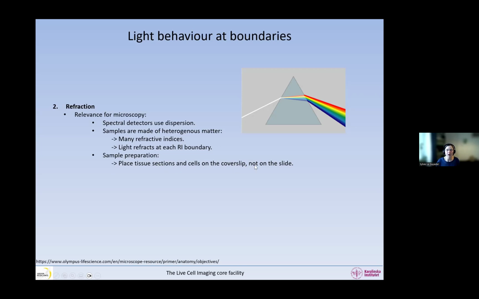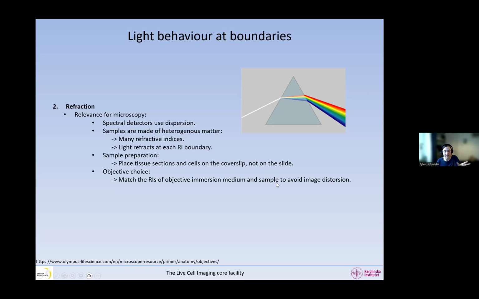But the reason why we are getting worse images when it's on the slide is because of the mounting medium. And we have refraction in the mounting medium. So it also has an influence on the choice of objective that we have. We should match the medium that we use on the objective. For example, if we use an oil objective, we're going to put oil on the objective, or if we use a water objective, we're going to put water. That medium has a certain refractive index, and we should use the same refractive index as the sample.